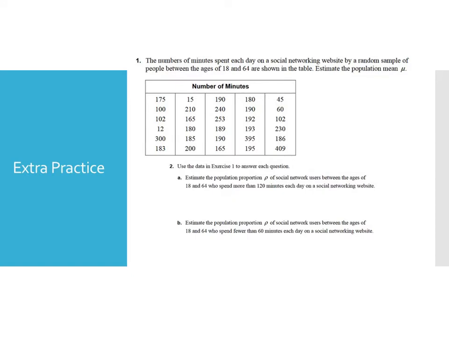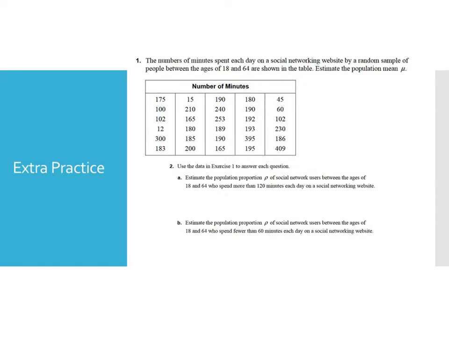So looking at our extra practice, we have the number of minutes spent each day on a social networking website by a random sample of people between the ages of 18 and 64. We want to estimate the population mean, which they're calling mu. To find the mean, we're just going to add them all up and divide by how many we have. Now, it does say estimate because if by chance it's a fraction or a decimal, in some instances you can't have that. In the case of minutes, though, yes, we can have part of a minute. So grab your calculator and start adding these numbers together.